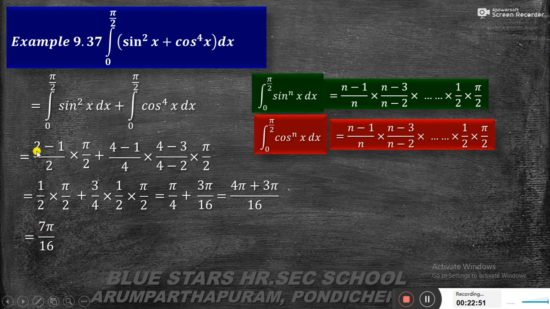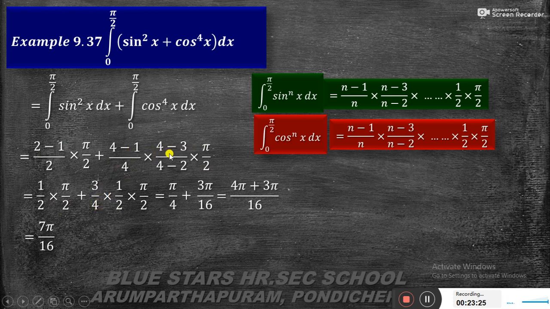So we substitute here, n is 2: 2 minus 1 by 2, into 2 minus 3 means a minus value comes, so we stop up to this, into pi by 2. Plus next, 4 minus 1 by 4 into 4 minus 3 by 4 minus 2 into 4 minus 5 means a minus value comes, so we stop up to this, into pi by 2. For an even number, the last factor will be pi by 2. So in the next step, 2 minus 1 means 1 by 2 into pi by 2, plus 4 minus 1 means 3 by 4 into 1.